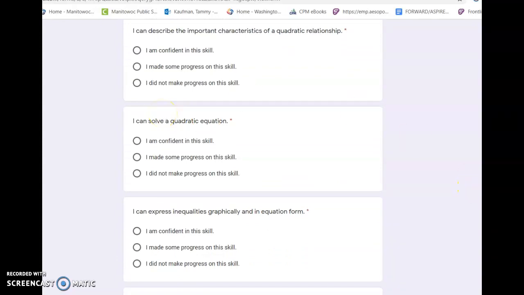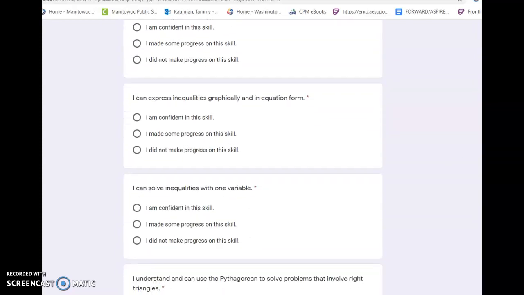Now, if you look at the next two, they both talk about inequalities. I can express inequalities graphically and in equation form, and I can solve inequalities with one variable. Those are really from one assessment. I'm not sure why we broke those down into 2 questions, but it's really from the same assessment, the one that you just took. So that was the assessment on inequalities, and you can answer both those based on that one assessment.